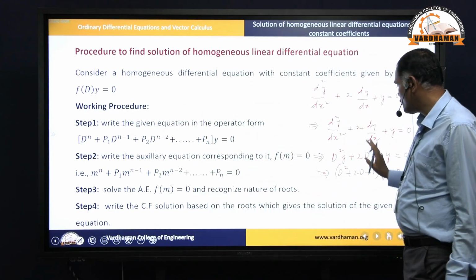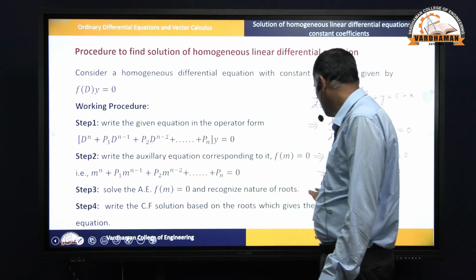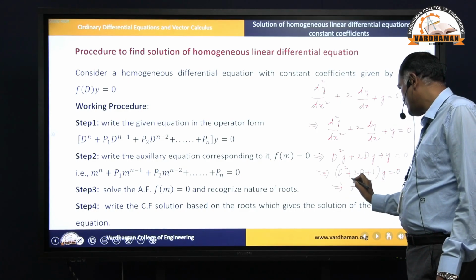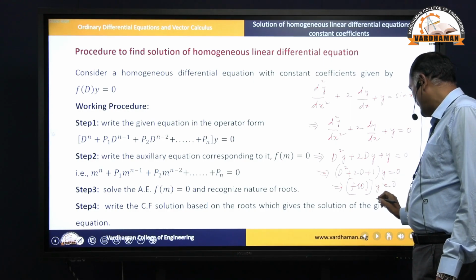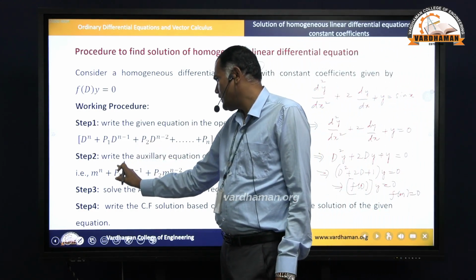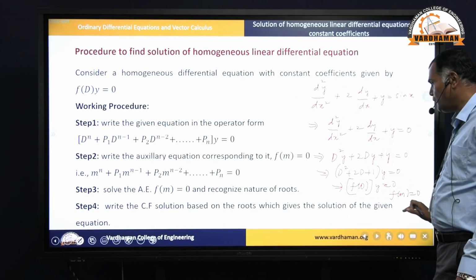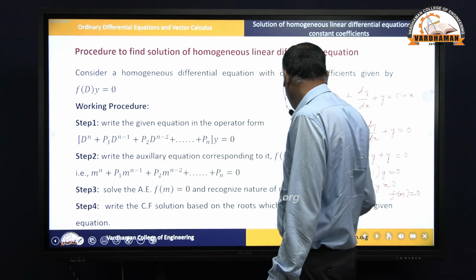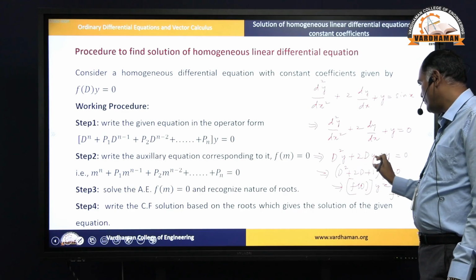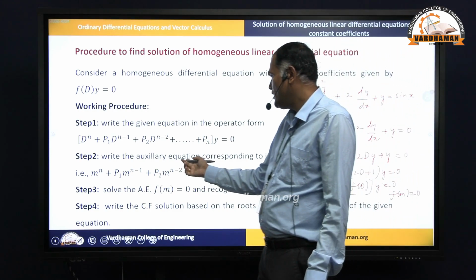After writing the differential equation in operator form, then write down the auxiliary equation. Now f of m equals to 0 gives the auxiliary equation. In this case, this is f of D into y equals to 0. Write down the auxiliary equation as f of m equals to 0 and solve that equation for m values. Depending on the degree of that equation, we get the roots. In this case f of m is a polynomial of degree 2, so we get 2 roots.